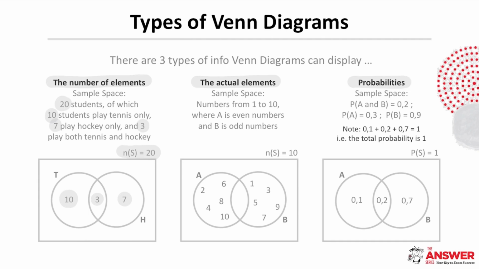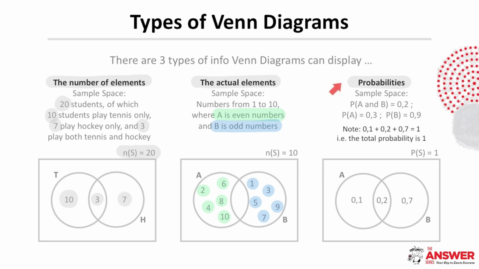Then, when the information displayed is the elements themselves, in this sample space we have the first 10 natural numbers displayed, where A is the even numbers and B the odd numbers. You may notice that the overlap is empty. We will say more about this in a bit.